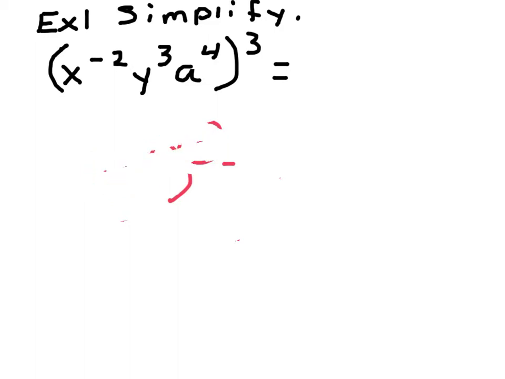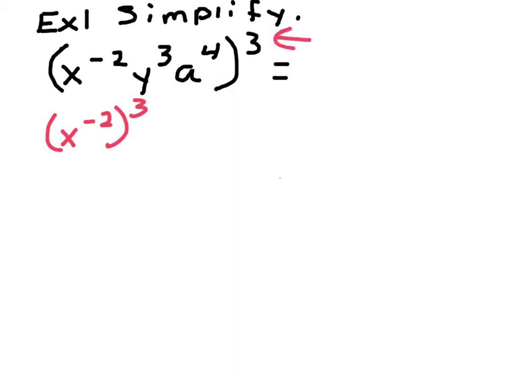Now let's take a look at example 1. It says simplify. And notice I have a bunch of stuff in the parentheses. And it's all being raised to the third power. Now, everything in the parentheses is going to be taken to the third power. So that x to the negative 2 is going to be taken to that third power.